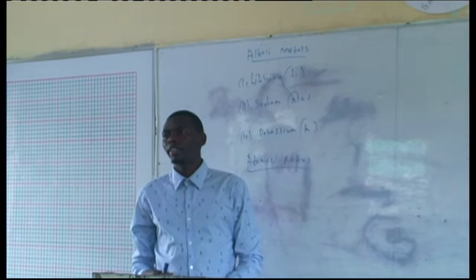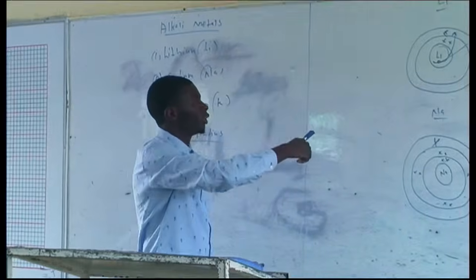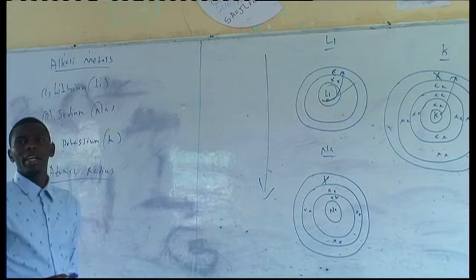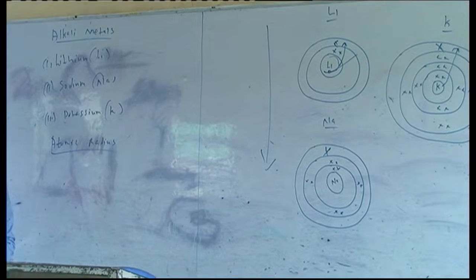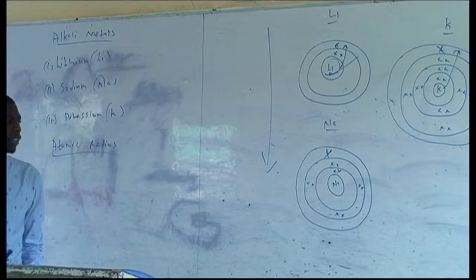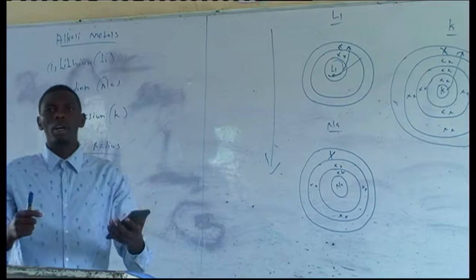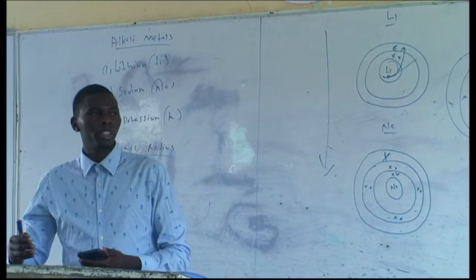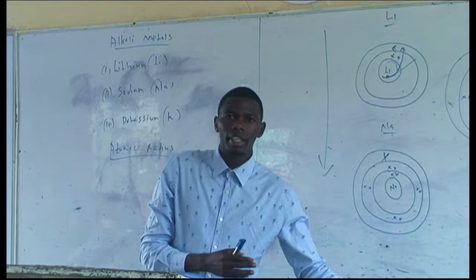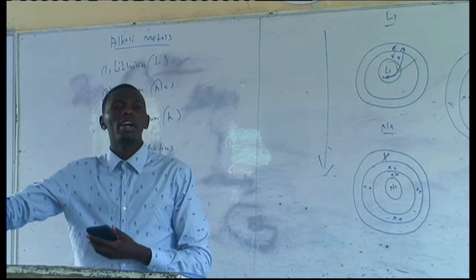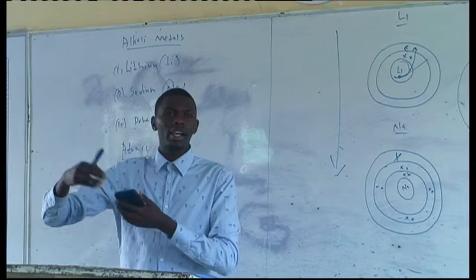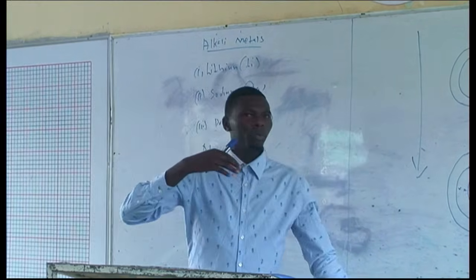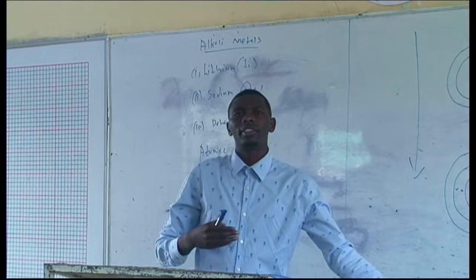So we want to compare, as we go down the group, whether the atomic radius increases or decreases. As we move down the group from lithium all the way to potassium, the atomic radius increases. The reason is, as we move down the group, the number of energy levels increases. Therefore, the distance between the nucleus and the outermost energy level has increased. In conclusion, as we go down the group, the atomic radius increases.